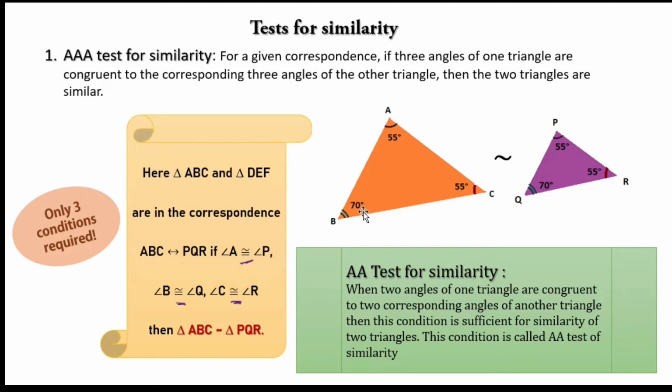Then 70 and 55: 70 plus 55 is 100 plus 25, so it's 125 degrees, and the last angle must be 55 degrees. If it is so in this case, then in this triangle also the last angle, which is the remaining angle R, must be 55 degrees. So this will automatically be equal in measure. So we simply have to check that two angles of a given triangle are congruent with two angles of another triangle, instead of checking three angles.